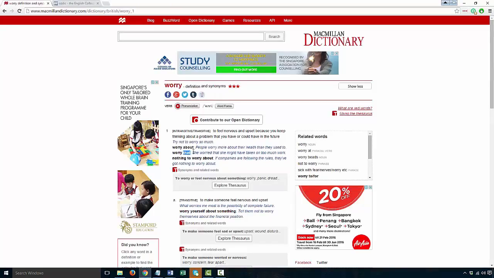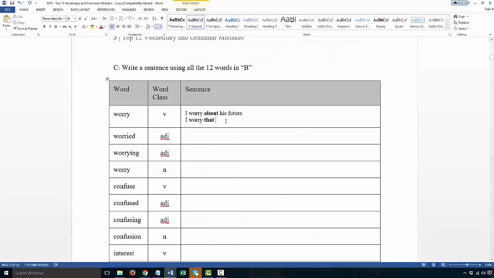That is always followed by a clause, which is a subject and a verb. See, I worry that, and then you have your subject, and then you have your verb. Modal verb plus base verb, right? So I'm worried that he may ruin his future. Okay, so these are two possible sentences using the verb worry.